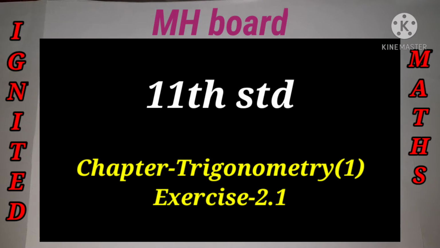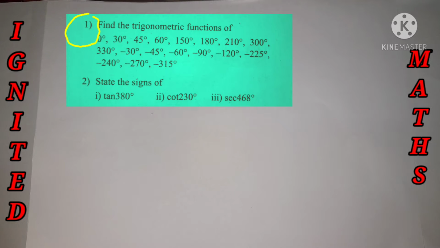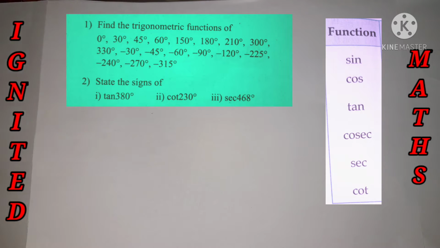This is the chapter on trigonometry, exercise 2.1. In the first sum, the question is to find the trigonometric functions of the given angle. We need to find the trigonometric functions, that is sine, cos, tan, cosec, sec, cot. In that way we need to find it.